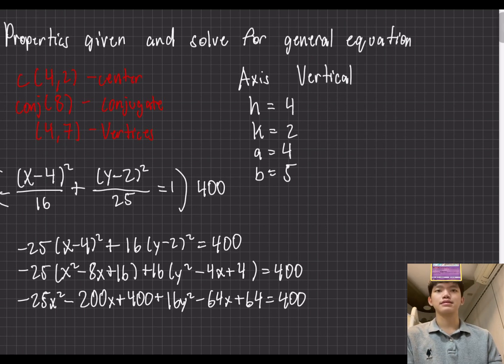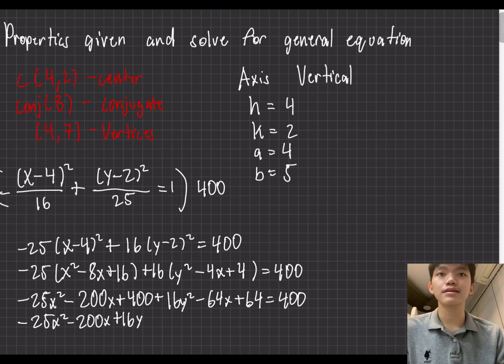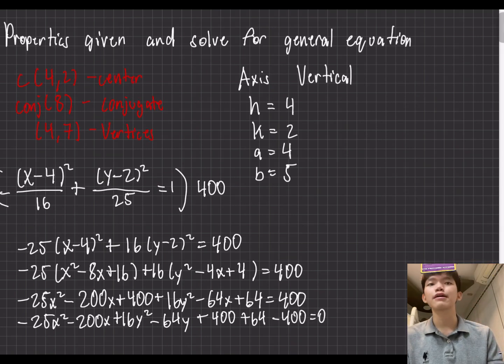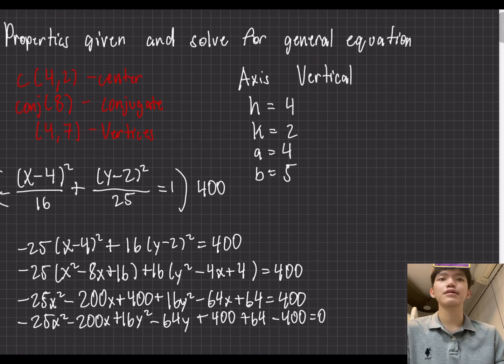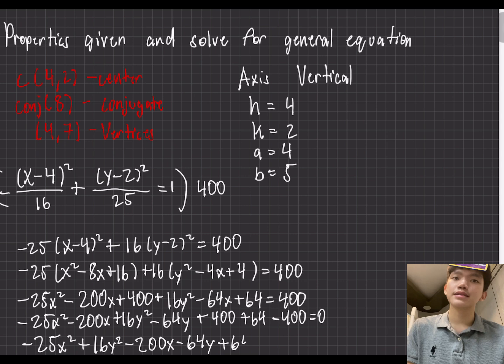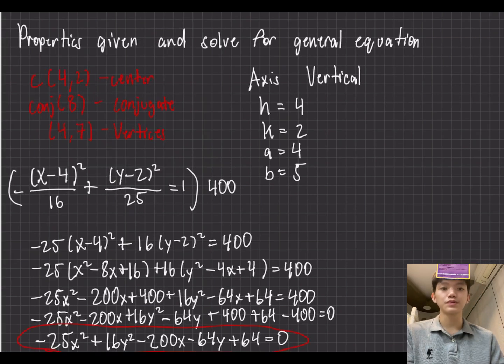And next, let's combine like terms. Negative 25x squared minus 200x plus 16y squared plus 64y plus 400 plus 64, and we will move the 400 from the right hand side to the left hand side. So it will be negative 400. So our final answer will be negative 25x squared plus 16y squared minus 200x minus 64y plus 64 is equals to 0.